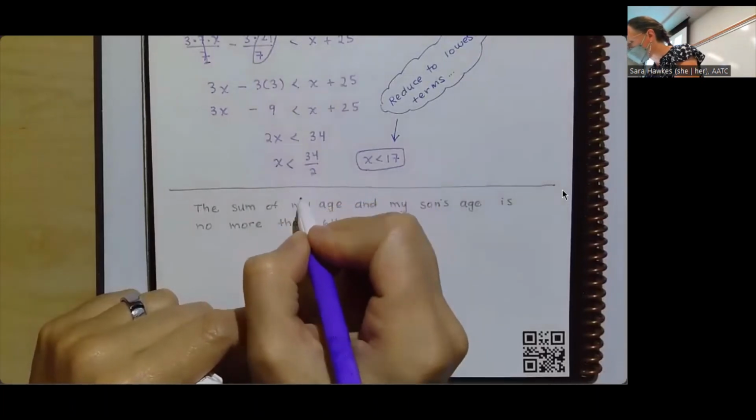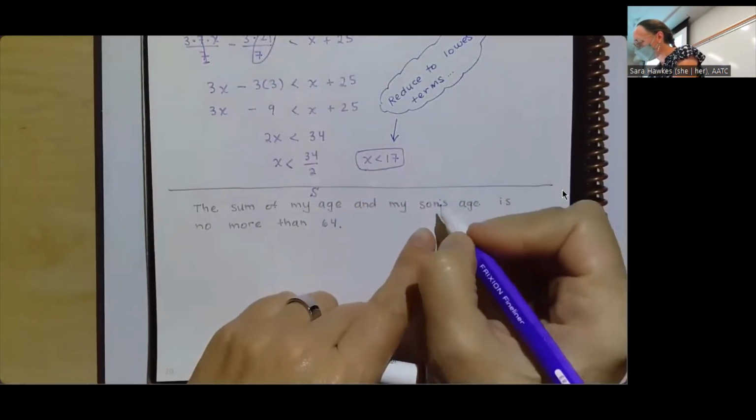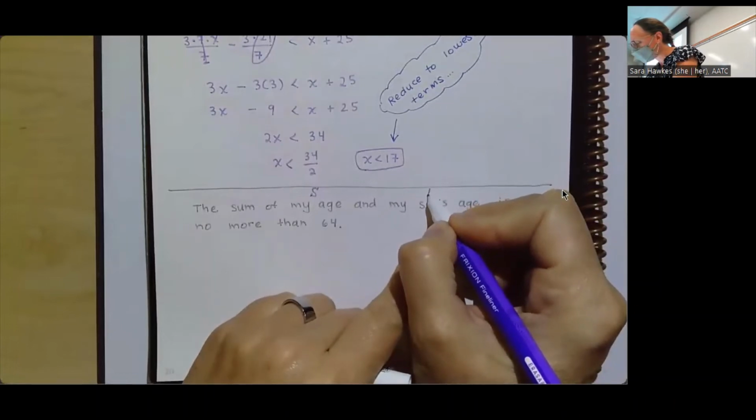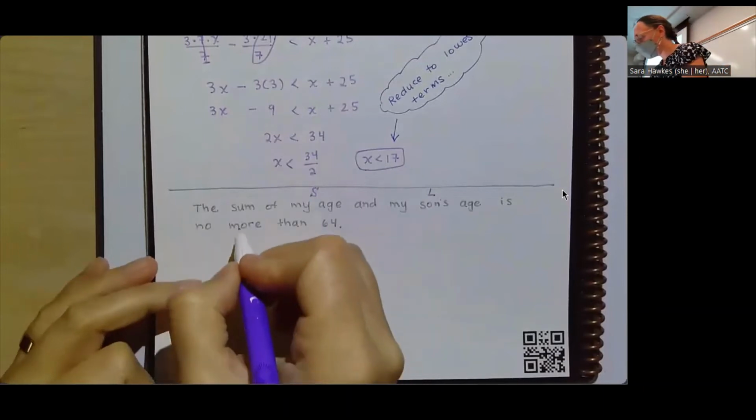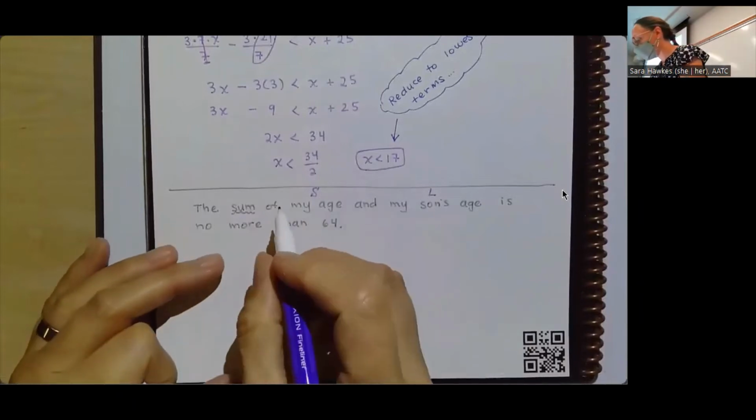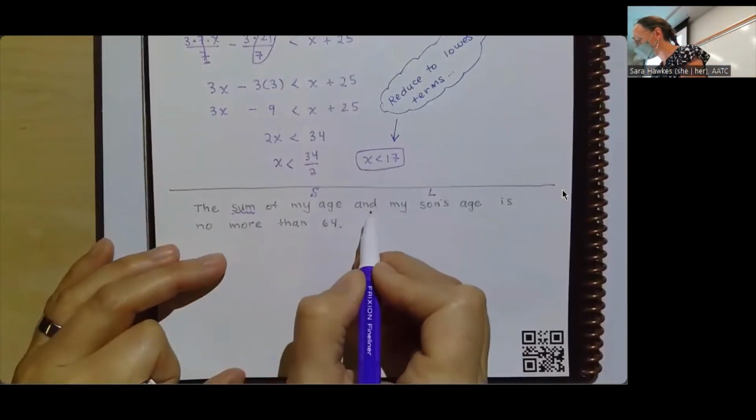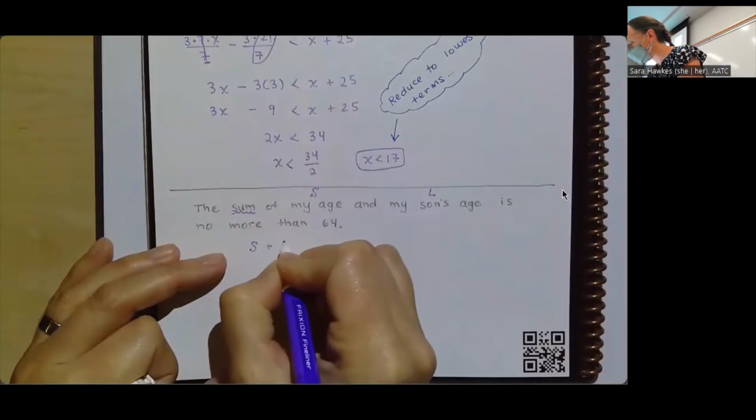My name is Sarah, so I'm going to call my age S. My son's name is Liam, so I'm going to call his age L. So if I'm translating this from words into equations, sum means I'm going to do an addition problem. So I'm going to be adding these two things, the sum of my age and my son. So that's going to be S plus L.